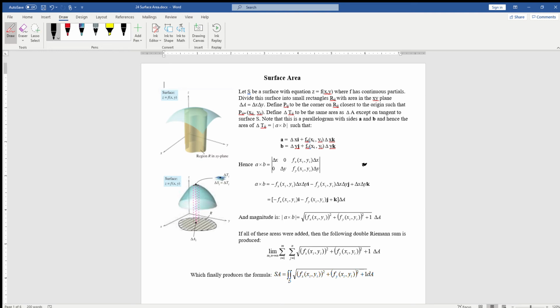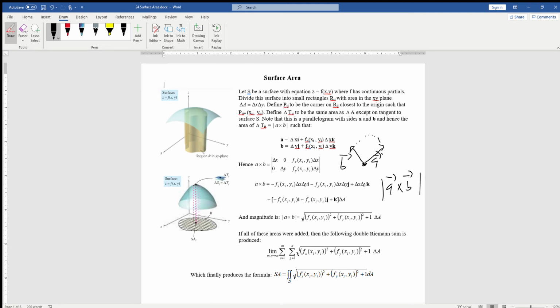And what we can do is find the tangent vector in the x direction and the tangent vector in the y direction. And we can construct a parallelogram out of those tangent vectors. So let's call this vector A, and let's call this vector B. And you recall that to find the area of a parallelogram with vectors, you can just take the cross product.